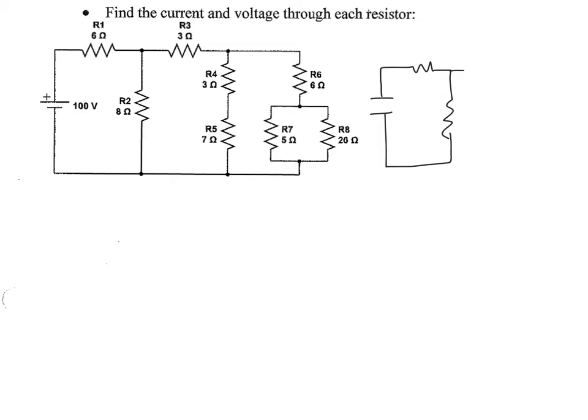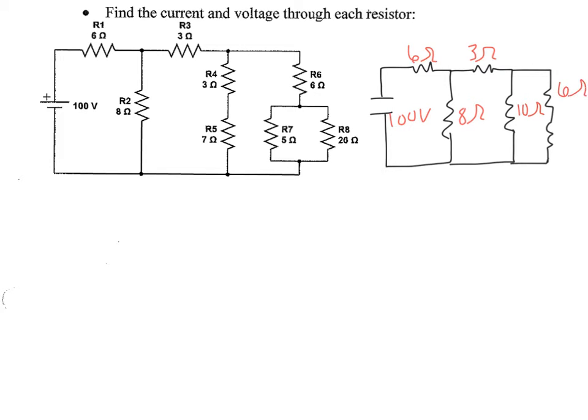So I need to redraw the circuit. Okay. This is my 100 volts. R1 is still 6 ohms. R3 is 3 ohms. We didn't touch either of those. This was 8 ohms. We added 3 plus 7. So that's 10 ohms. This is still 6 ohms. We did 1/20th plus 1/5 and took the inverse of that, and that gave us 4 ohms.